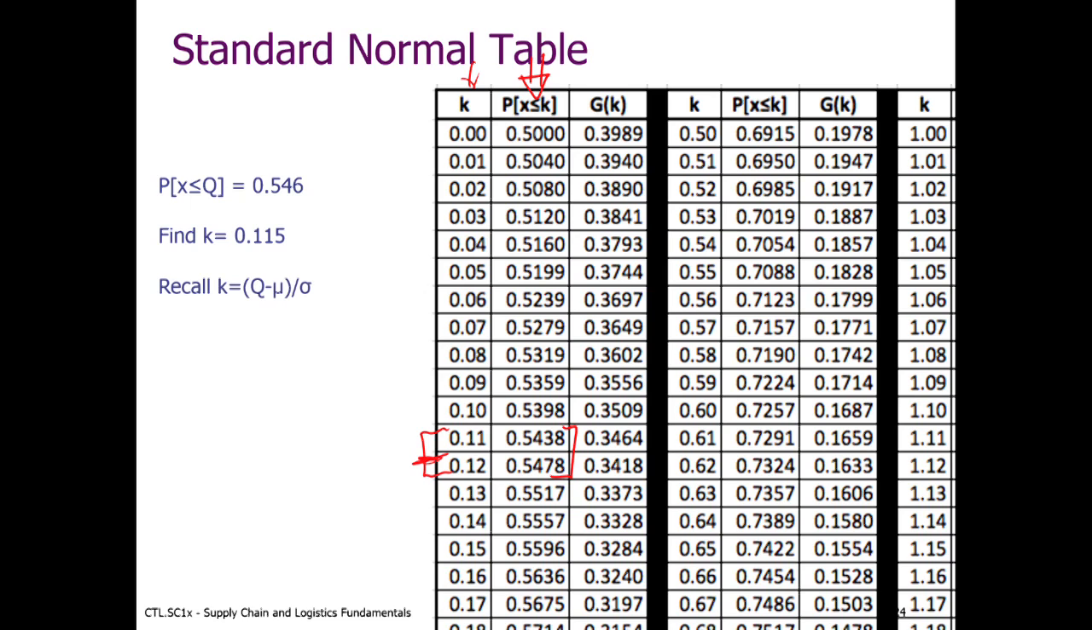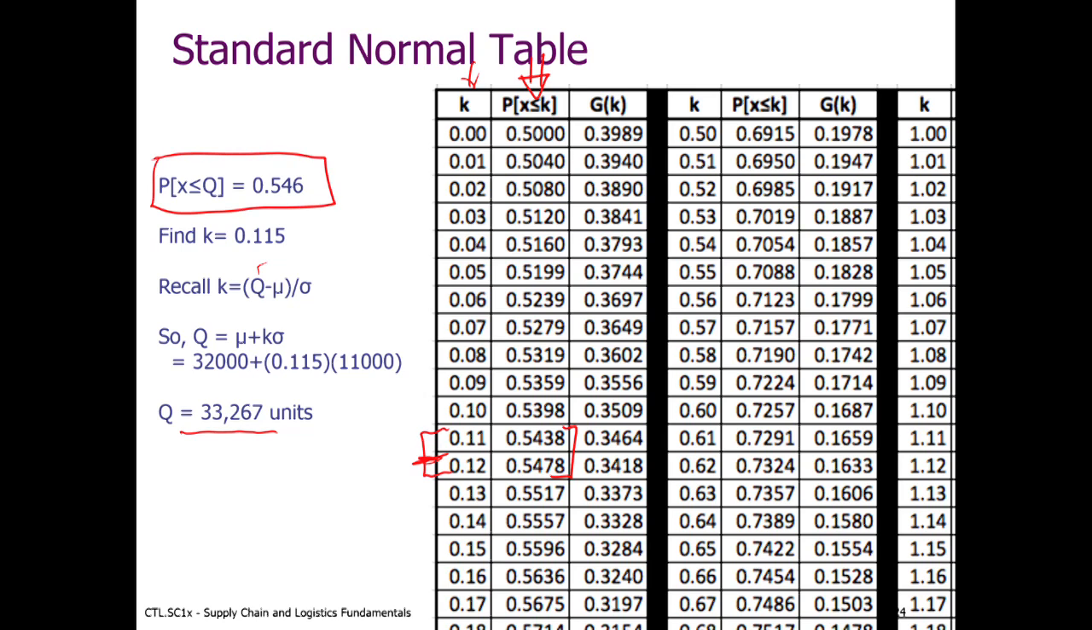So now I know this. I recall that K is a normalization, where I take the Q that I'm trying to find minus the mean of the distribution divided by the standard deviation. And so what I want to find is the Q that gives this to me, so I just solve for Q, and it turns out that that comes out to be 33,267 units. So this is how you can find it using the normal table. Again, I just start with the probability that I need to cover, which is the critical ratio.